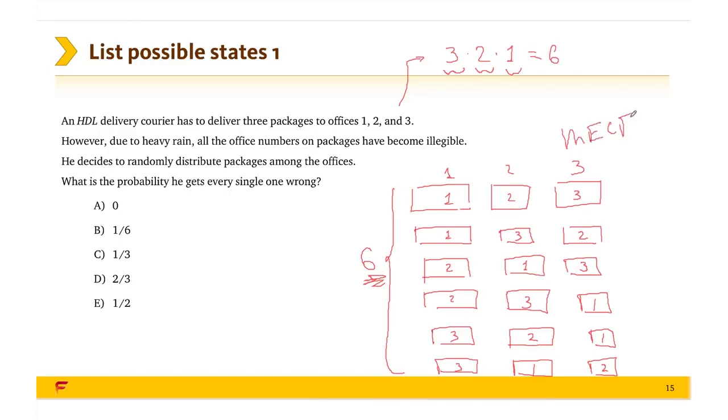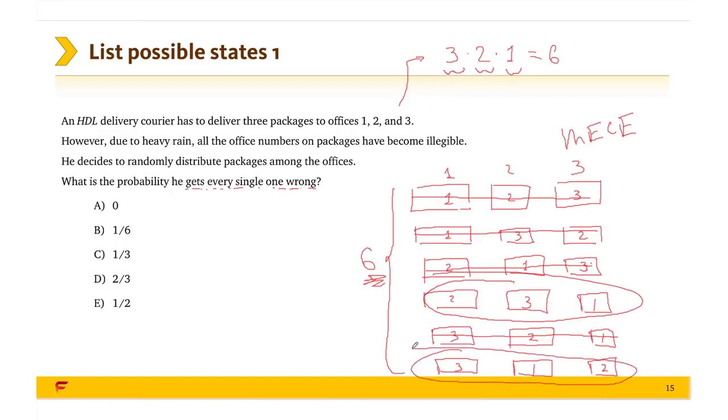Messy, I'm gonna write. So the last step we need to perform is calculate the probability that he gets every single one wrong. Every single one wrong is definitely not here, not here, not here, because this one is okay, and not here. So this combination is wrong. And this combination is every single package wrong. So 2 combinations out of 6.